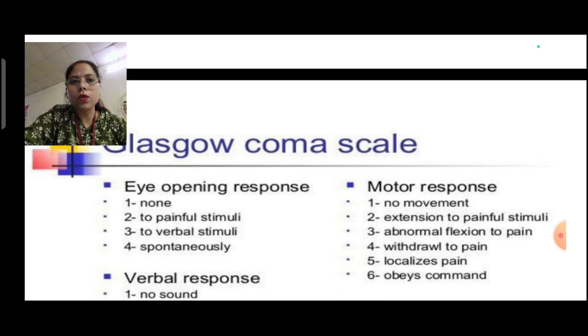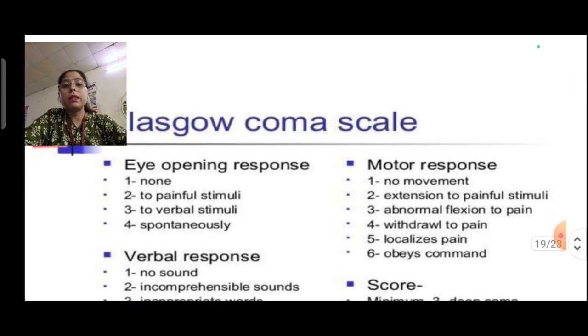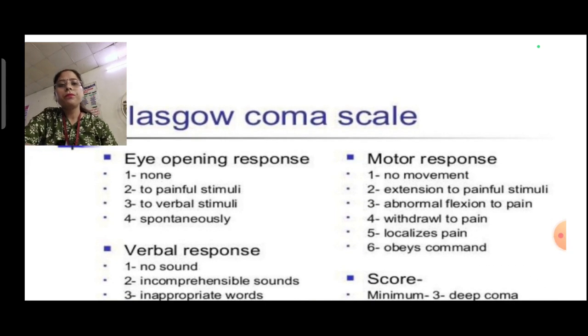So today we are going to learn about the Glasgow Coma Scale, that is GCS. It is used to check the consciousness of the patients in the ICUs generally. So in this we check three things: eyes, verbal response and motor response.